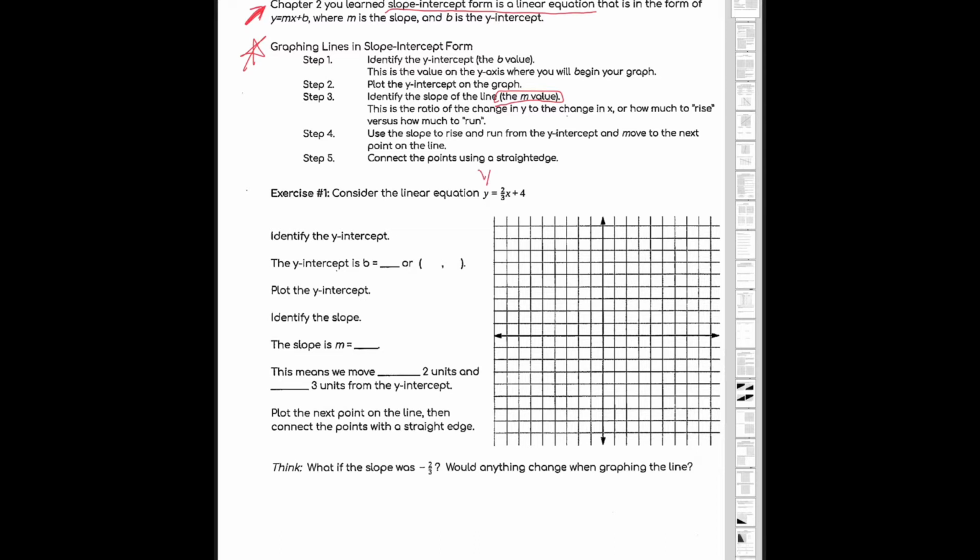So remember, y equals mx plus b is the slope-intercept form. The y-intercept of this equation is positive 4, or (0, 4). So let's go ahead and label that on our graph. That would be here: 1, 2, 3, and 4. So there is our y-intercept. The slope of this would be 2 over 3. So that means we move 2 units and 3 units from the y-intercept. So rise over run: up 2 units, right 3 units.